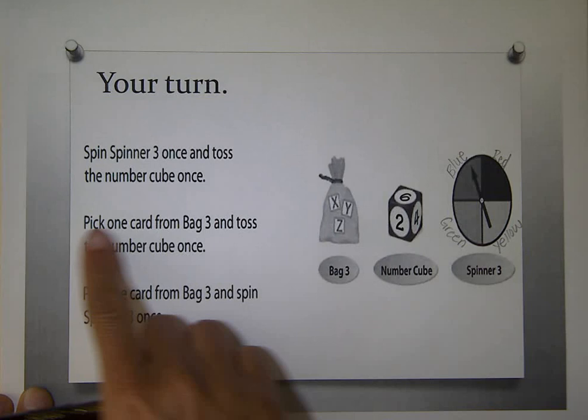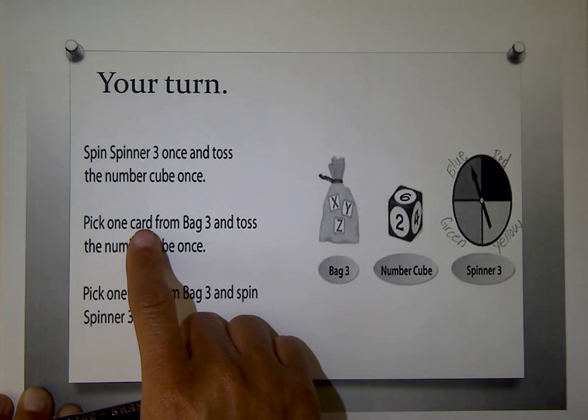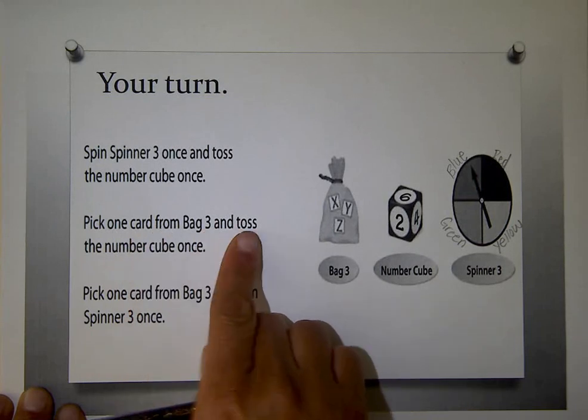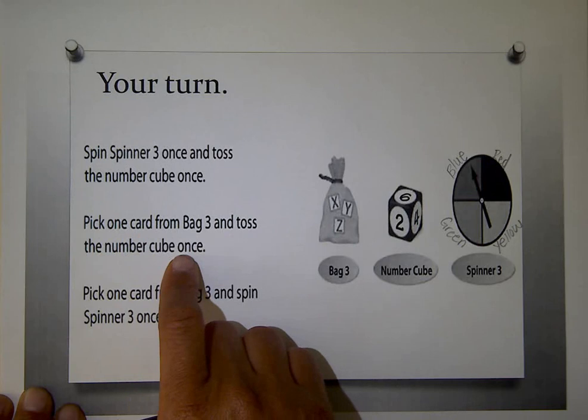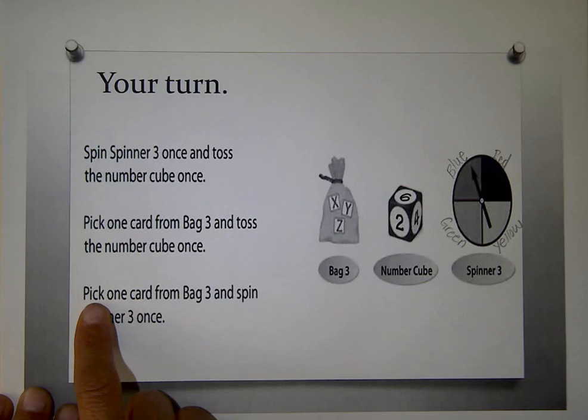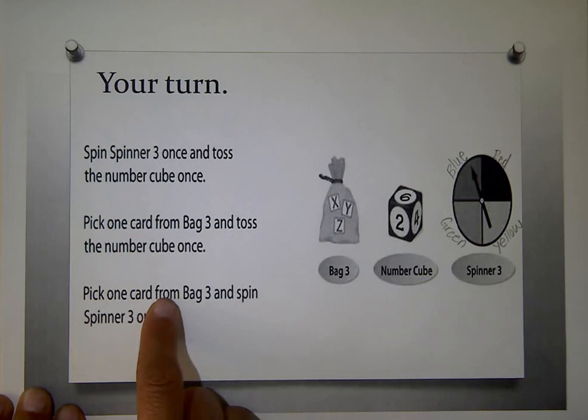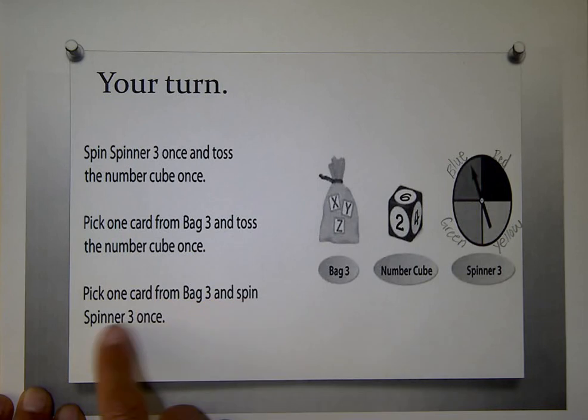Pick one letter card from bag 3 and toss the number cube once. What are all the possible outcomes? Lastly, pick one letter card from bag 3 and spin spinner 3 once. What are all the possible outcomes?